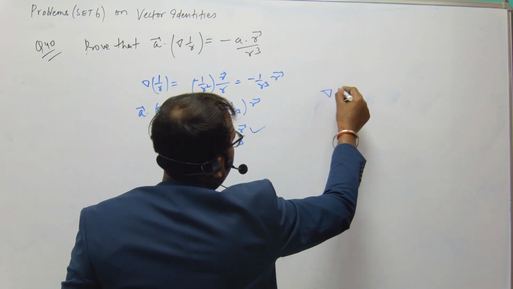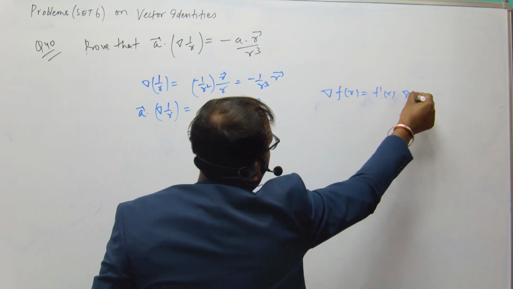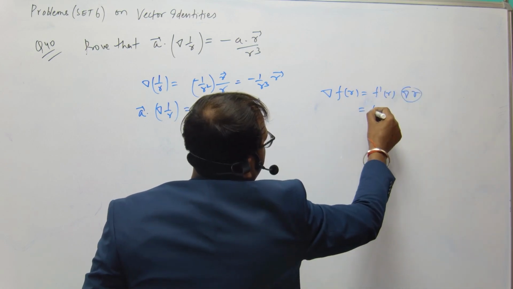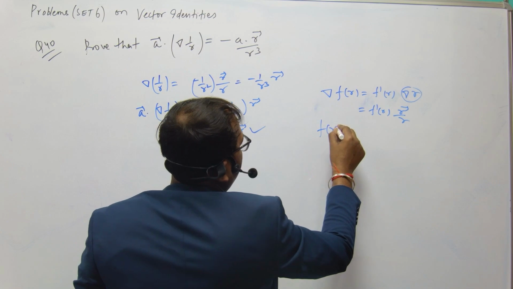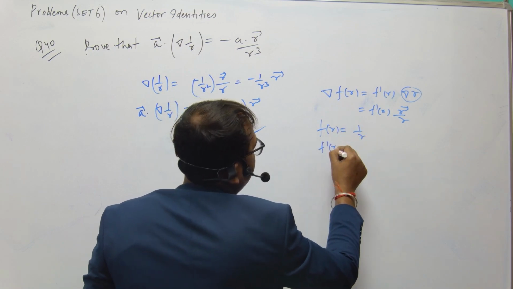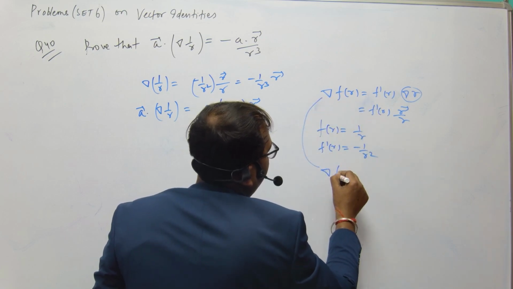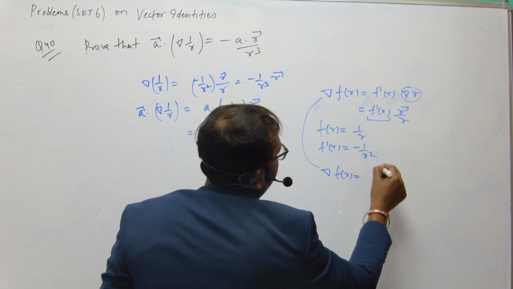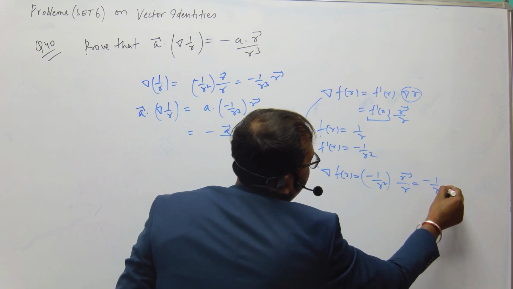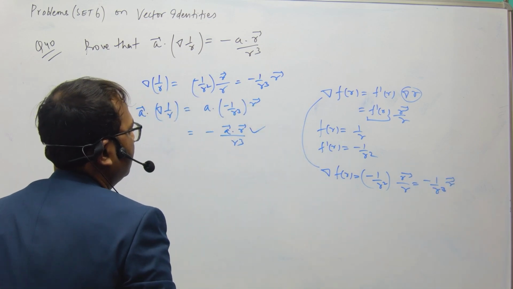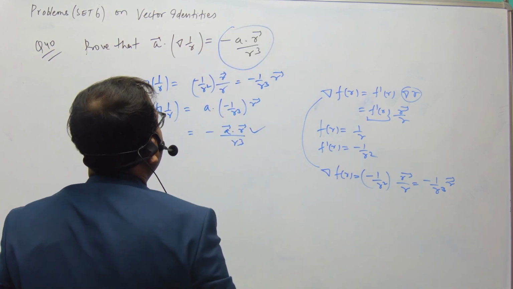Basically, we are using the formula gradient of f of r is equal to f dash r times del of r. Del of r is r vector upon r. Here we have taken f of r as 1 upon r, so f dash r is minus 1 by r square. So from here del of f of r is equal to, putting f dash r, minus 1 by r square times r vector upon r, minus 1 by r cube r vector. Is it clear? This will be equal to minus a dot r vector upon r cube.